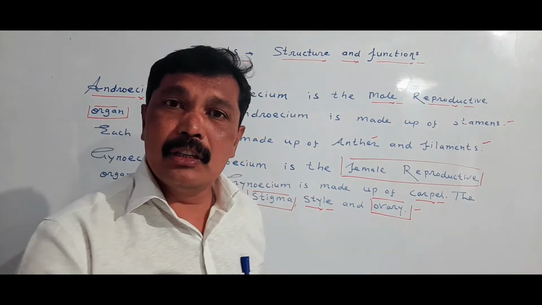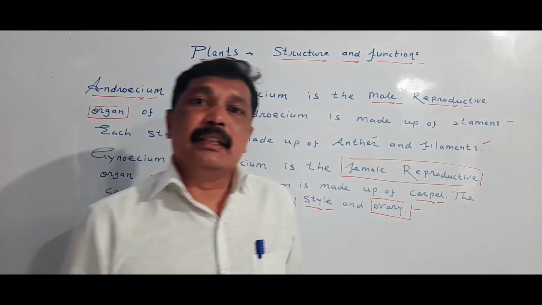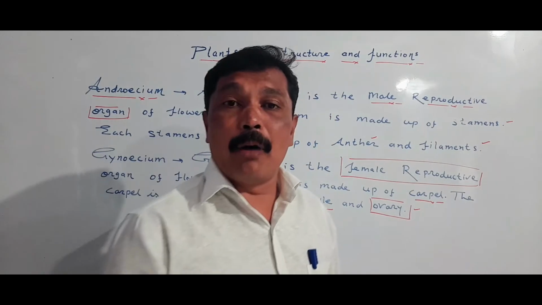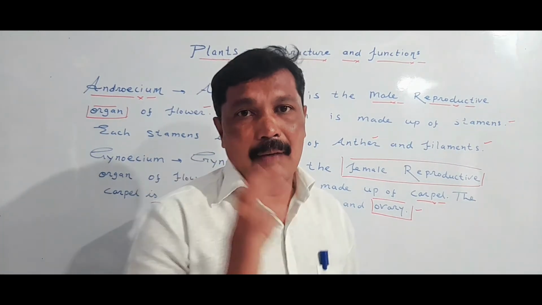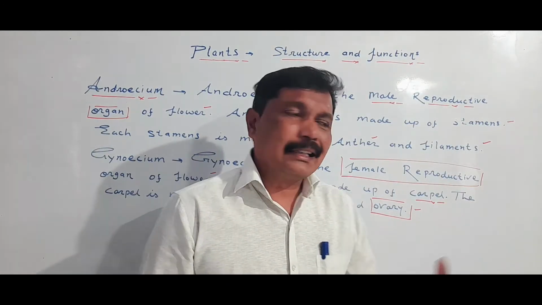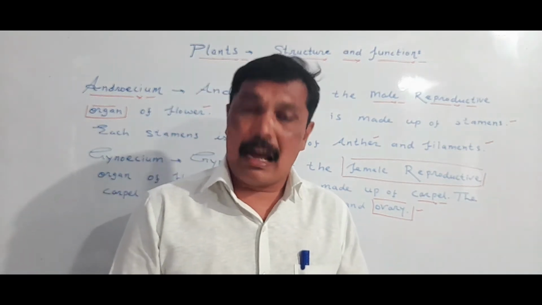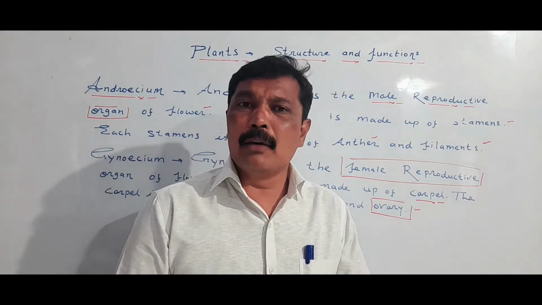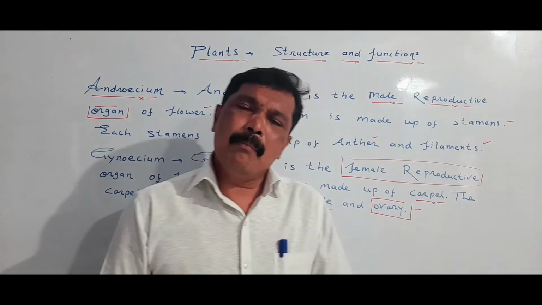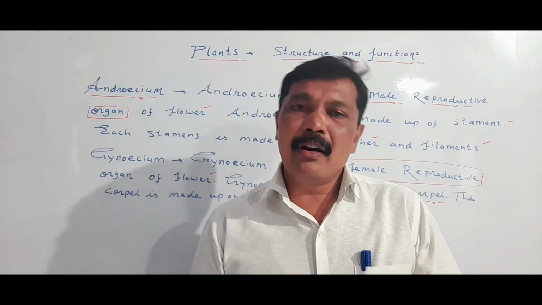My dear student, we are studying parts of flower. Androecium. Androecium is the male reproductive organ of a flower. Androecium is made up of stamen. Each stamen is made up of anther and filament. The female reproductive part of a flower is called as gynoecium. The gynoecium is made up of carpel, and carpel is made up of stigma, style and ovary.